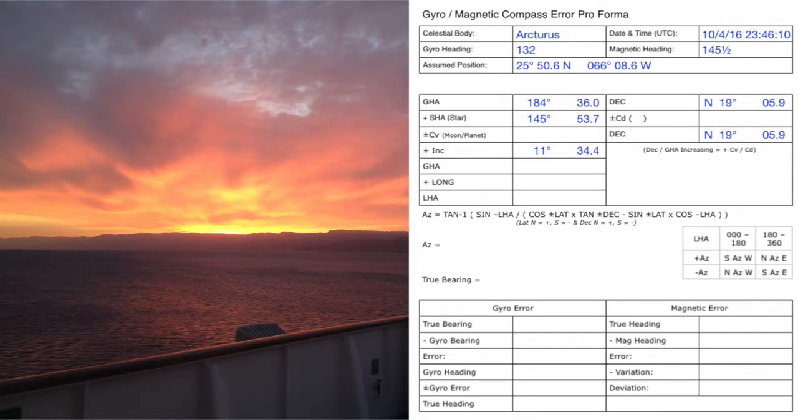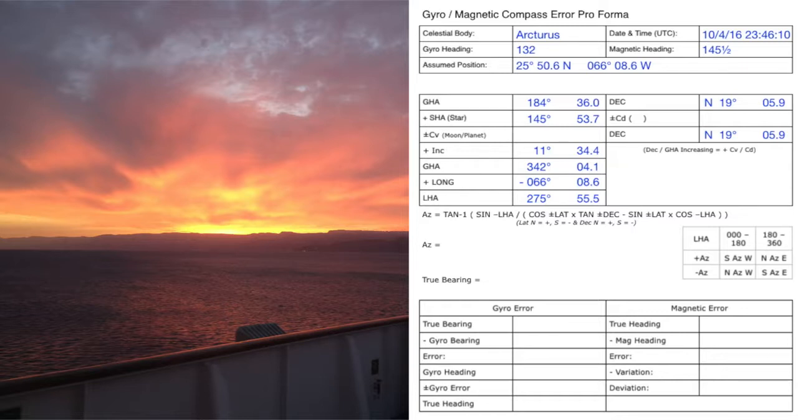We now add the initial GHA, our SHA and increment together, and enter the value in the second GHA box. In this case 342 degrees 04.1 minutes. This is the GHA of Arcturus on the prime meridian at the given time. As we're not on the prime meridian, we have to correct for our longitude. As we're in a position west of the prime meridian, we subtract the longitude from the Greenwich hour angle, giving us a local hour angle of 275 degrees 55.5 minutes.